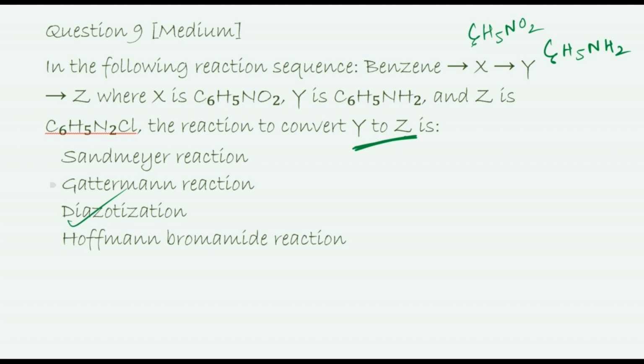By the way, Sandmeyer, which deals with copper and HCl, will give chlorobenzene, bromobenzene. And Gattermann is the same as that, but only the catalyst changes. Hoffmann bromamide is from amides to amines.